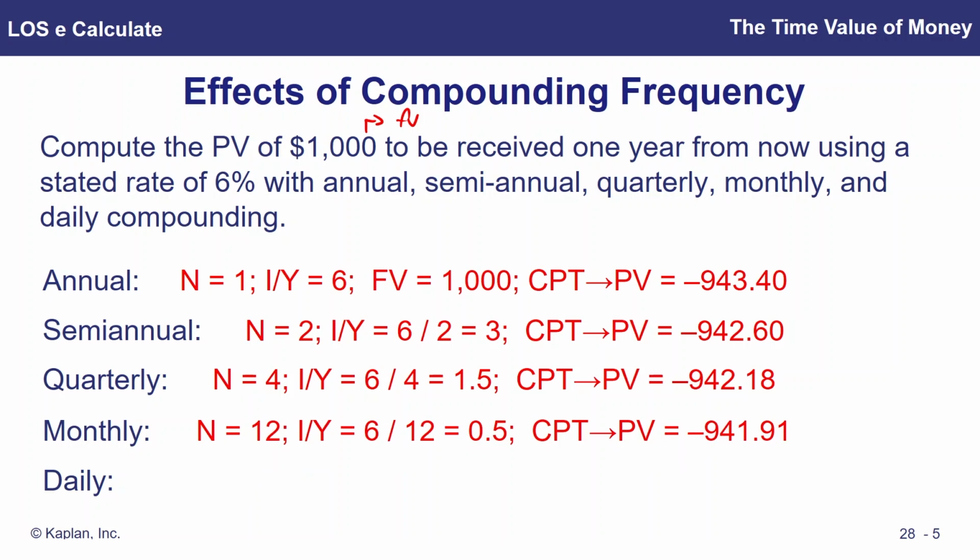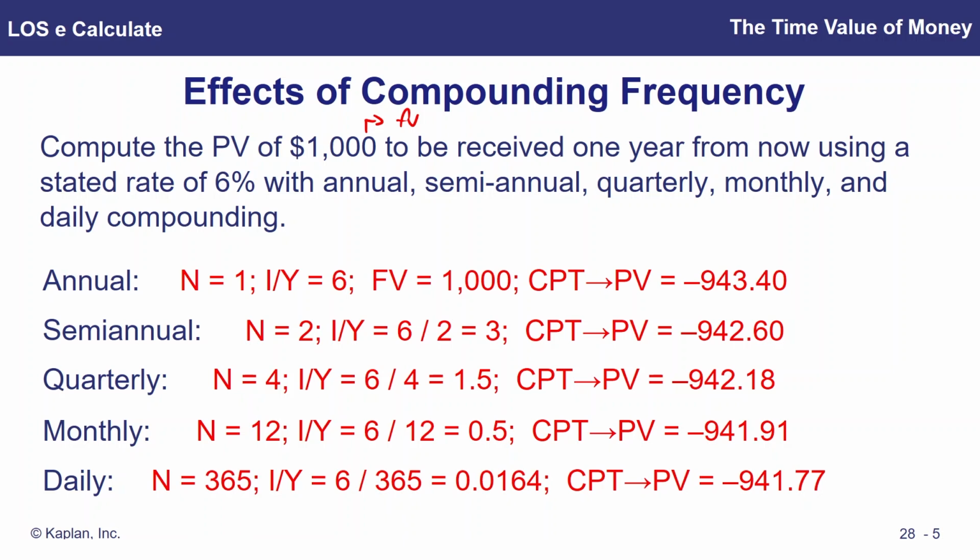So notice as we're looking at these present value figures, as the number of compounding periods per year increases, our present value is decreasing. And then finally, daily, n is 365, IY 6 divided by 365, and compute PV at 941.77.